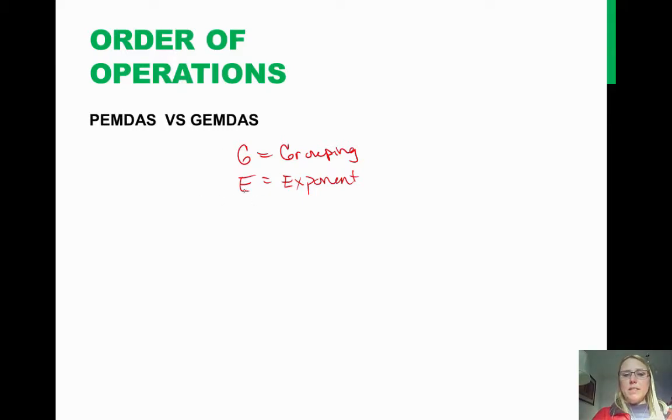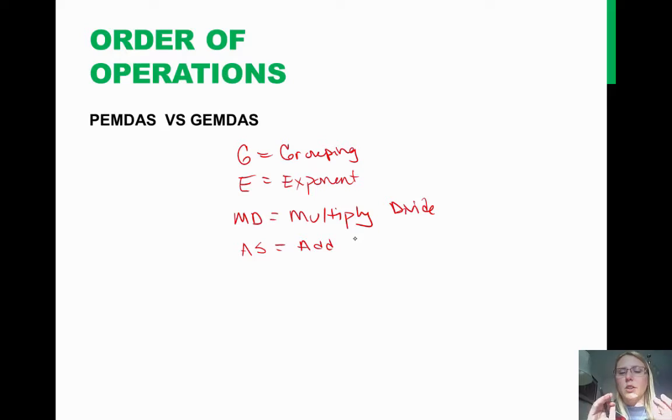And then M and D really can be together. Either one can be done first, but we're going to say multiply and divide. And then A and S are together as well. Add and subtract. And when you see these two, you always go from left to right unless it's been separated out by parentheses, and then you do the parentheses first.